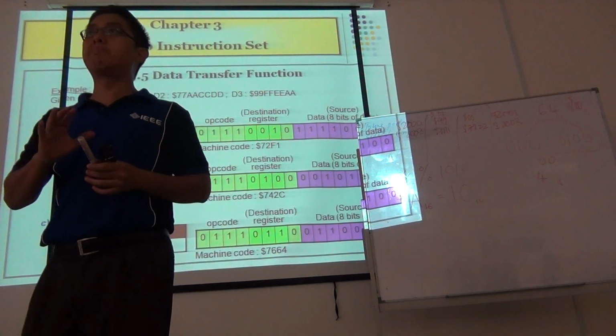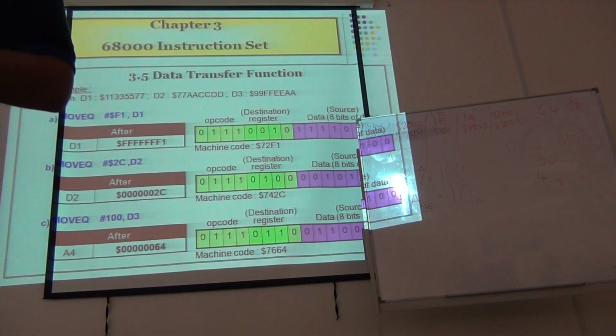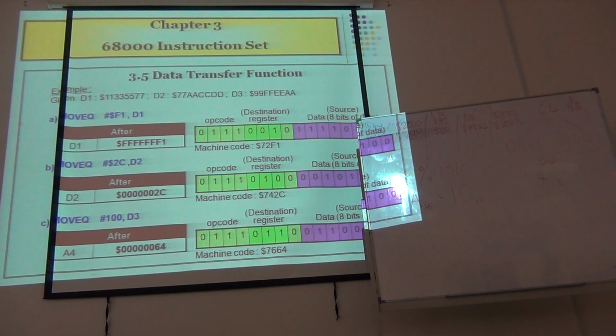Base 10 is decimal. Base 10 is the one that we use every day in our daily life. When you go to the market, when you buy something, you are only using decimal numbers. We are not using hexa to purchase something. Hexa is in my class only. So clearly stated, if I put a dollar sign, that is hexa.